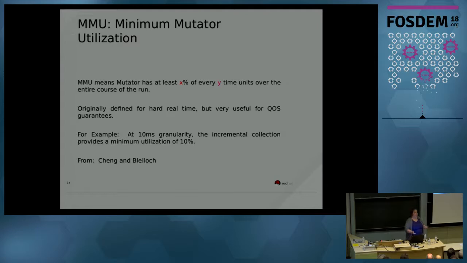Now we're down to the metric we really want. What we really want is something called minimum mutator utilization. Well, actually, this is not what we really want. We really want the next one. But we'll start with this one.